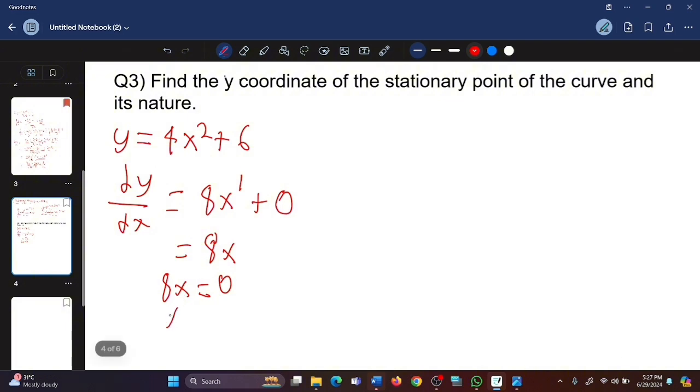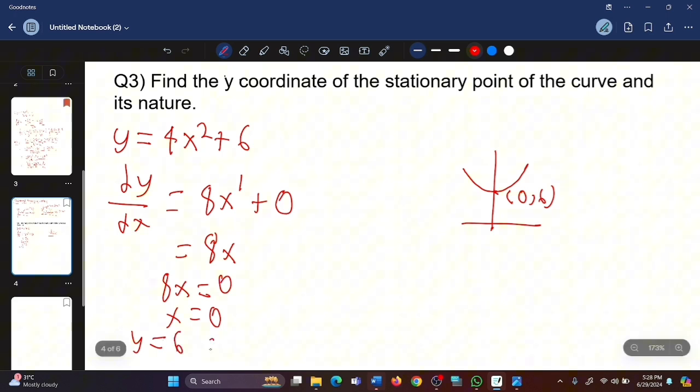If I make x the subject, I get x equals 0, which means this curve has a stationary point at x equals 0. That is, the curve is like this, and the stationary point is here. It is (0, 6). The last number, which doesn't have a variable, represents the y-intercept. Thus, the y-intercept is 6, and the stationary point is at x equals 0. So the stationary point is at (0, 6). So we can say the y coordinate is 6. So y equals 6 at the stationary point.